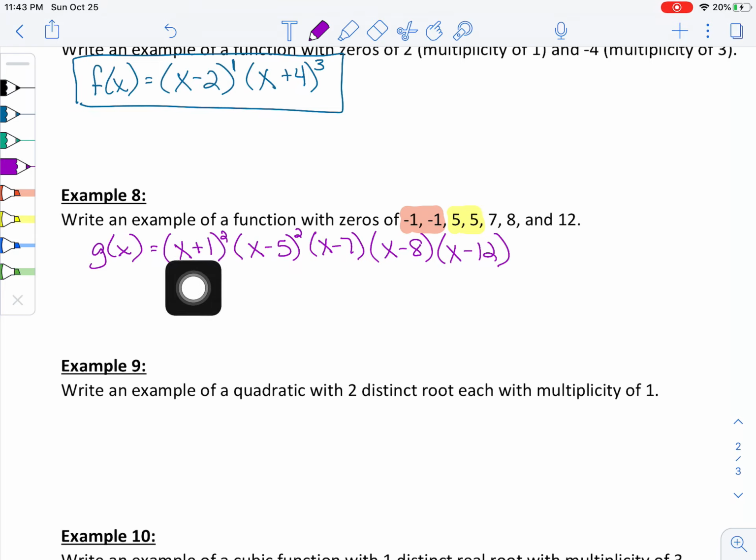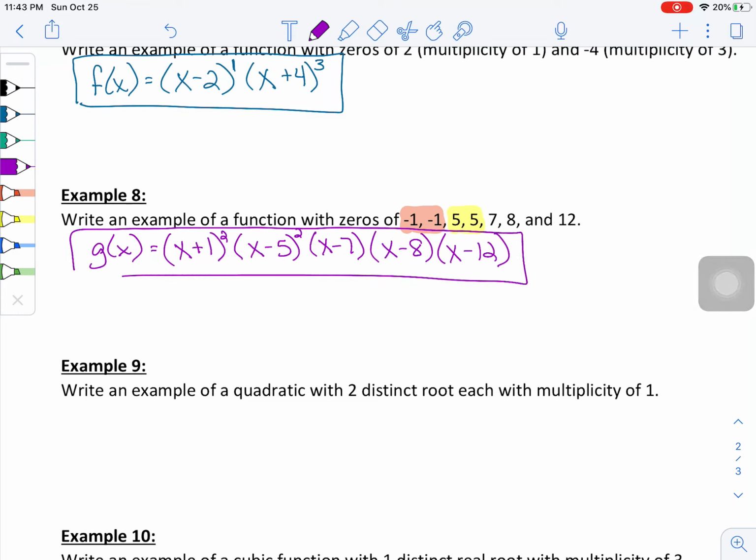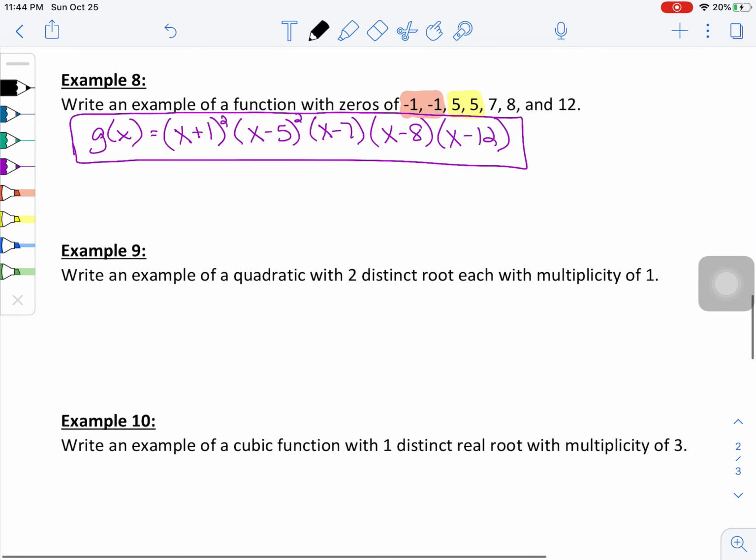So this factor right here would give me -1, and 2 of them. This factor would give me +5, 2 of them. This factor would give me +7, but only 1. This factor would give me +8, again, 1 of them. And this factor would give me +12, and I want 1 of them. So this nasty, fun-looking function right here is example 8. I think there are 2 more here.